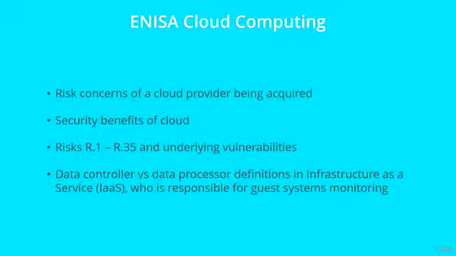There is also in the ENISA document VM hopping and understanding about that, and the key legal issues and how an OVF file works from a security standpoint, and talking about lock-in governance and how we deal with that. Lastly, we talk about the risk concerns of cloud providers and how they could be acquired. Because remember, companies buy companies and they buy more companies. Down inside of this document, you'll see these risk ratings, or risk numbers, and this is the individual underlying vulnerabilities with each one of the cloud components. They label them R1 through R35. And finally, we talk about data controller versus data processor definitions in infrastructure as a service, and who's responsible for the guest system monitoring. Is it your organization or is it the cloud provider, and how do they hinge together?